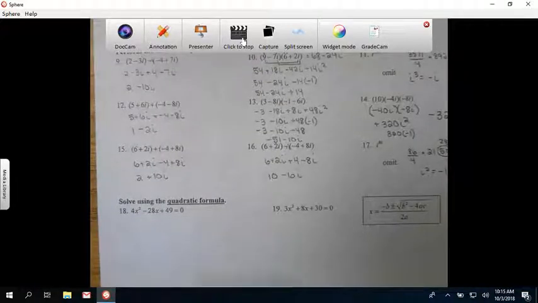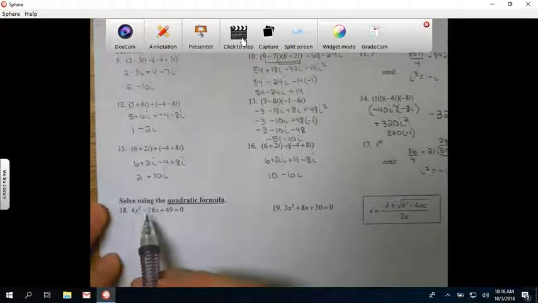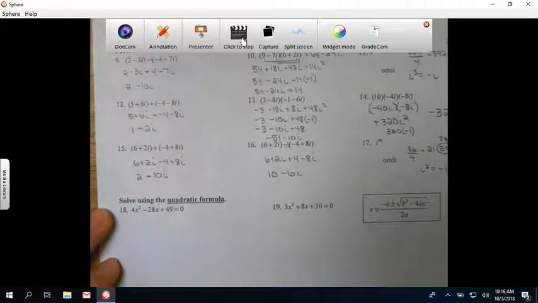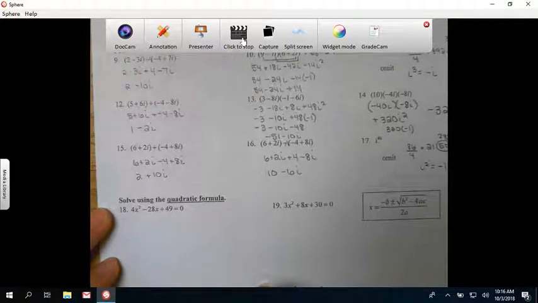Alright, to solve using the quadratic formula, the first thing I need to do is make sure that my equations are in standard form. So ax squared plus bx plus c equals 0. Right here, I'm going to need to move this 15x to the other side. And right here, I need to move this 3.